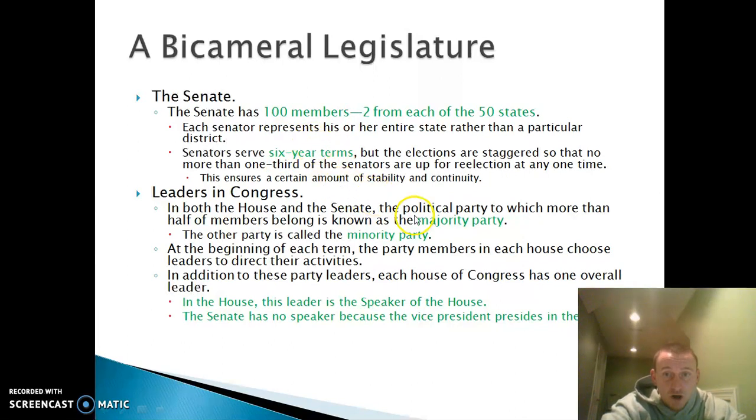All right? Got the majority party. Obviously, that's the more than, minority, less than. In the House, there's a person called the Speaker of the House. They are in charge of the House. The Senate has no speaker because the Vice President is in charge of the Senate. I would know those two. They will probably be on the test. Actually, everything I've said so far will probably be on the test.